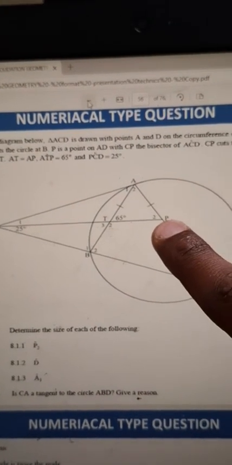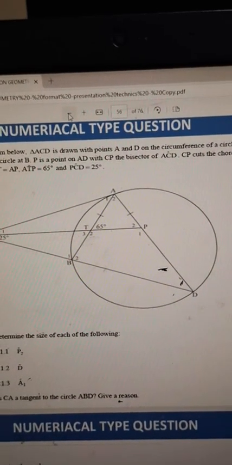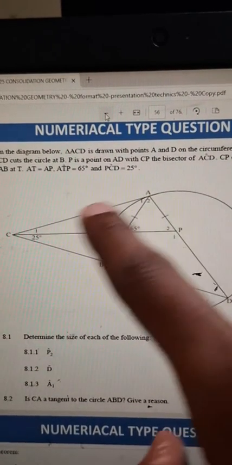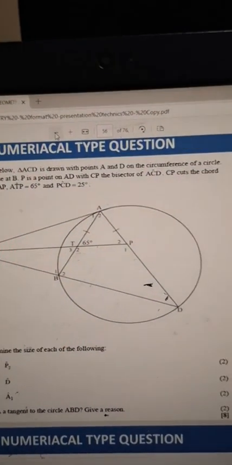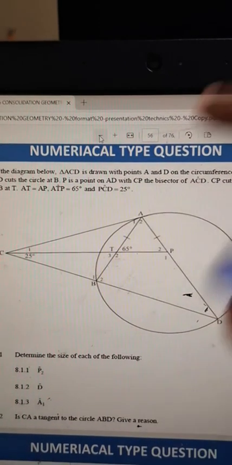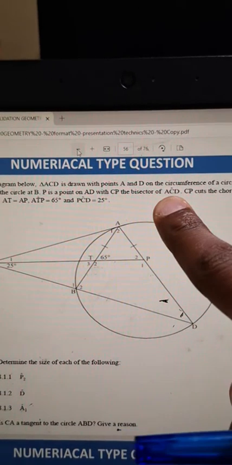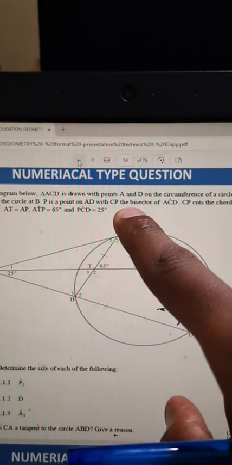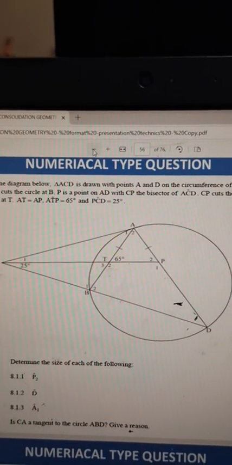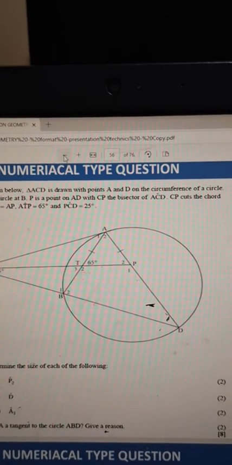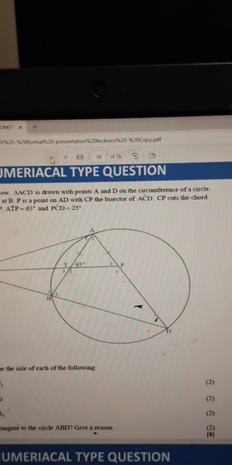Okay, right. Then P is a point on what? On AD. Very important. With CP, the bisector of angle ACD. You see, this word bisector is another important word there. What does the word bisector imply? You can either have a bisector that divides an angle into two, or one that divides a side into two. When it bisects an angle, the two angles will be equal. But if the bisector bisects a side, then it will cut the side into two equal halves.